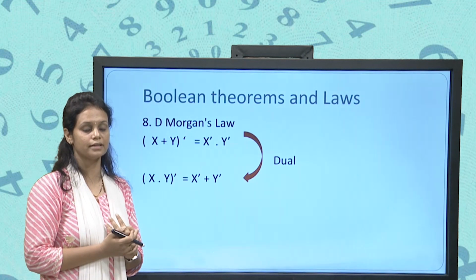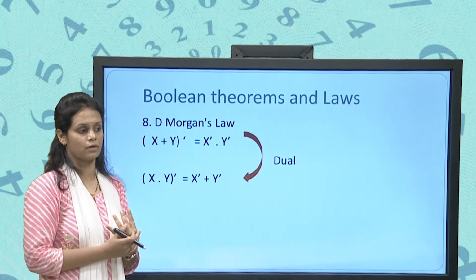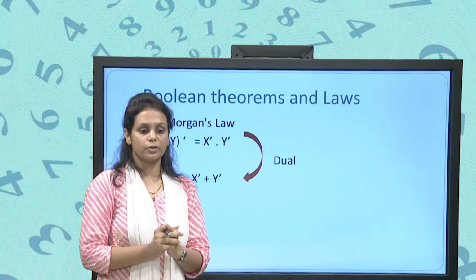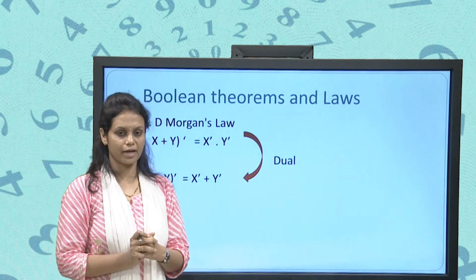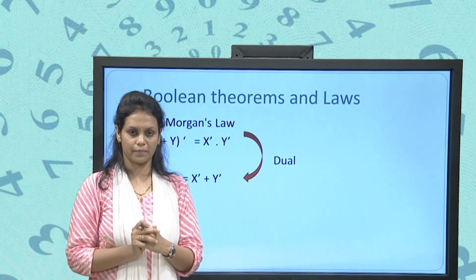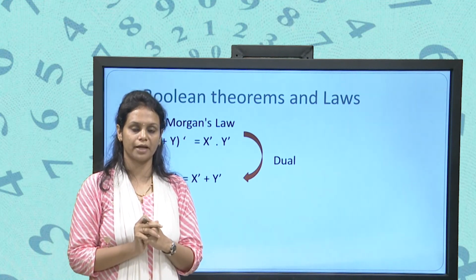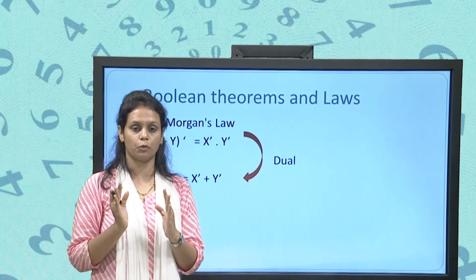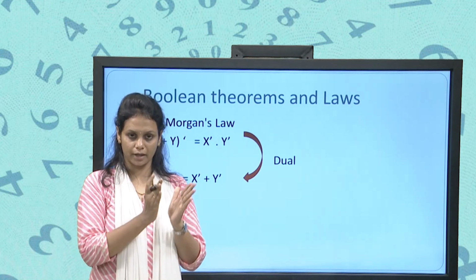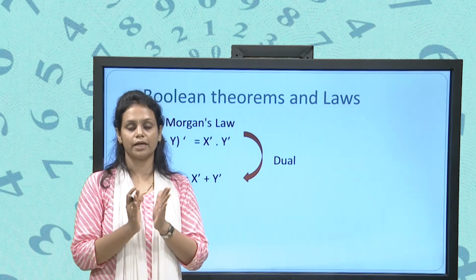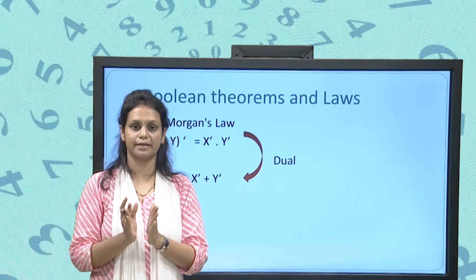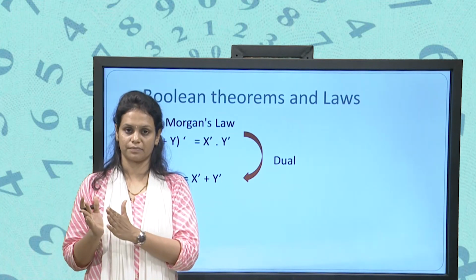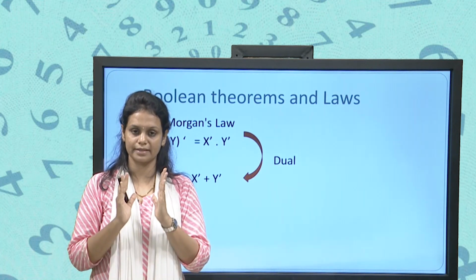We have already seen De Morgan's law in set theory. What is De Morgan's law in set theory? Suppose we have A union B, and we want to find the complement of A union B, that means (A union B) whole dash. What is the output? First we make the complement of A, that is A dash, then the complement of union, that is intersection, and then the complement of B, that is B dash. That is the case with set theory.